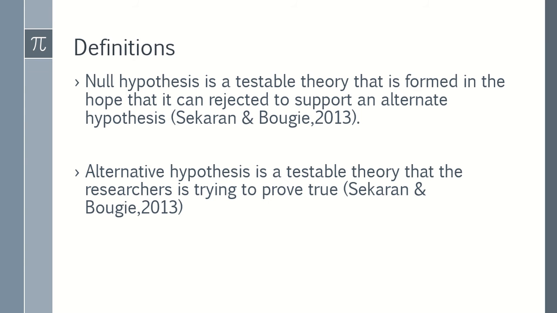On the other hand, the alternate hypothesis is the testable theory that the researcher is trying to prove true. Based on this definition, we can see that it's important that the hypotheses are formulated in a way that is precise, clear, and measurable.